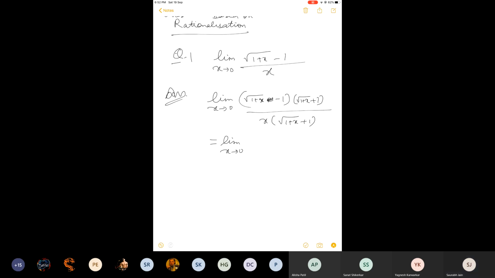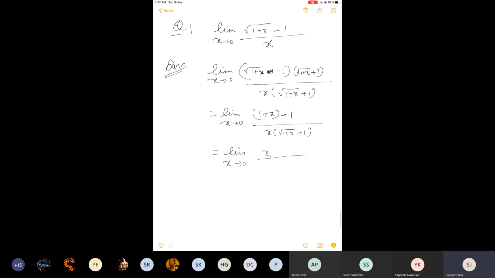So in the numerator, it will be a plus b times a minus b, that is a square minus b square. Here it is x times under root 1 plus x plus 1. In the numerator we have x, in the denominator we have x. This is under root x plus 1 plus 1. This gets cancelled. It is 1 upon under root 1 plus x plus 1. Now you put x equal to 0, no problem. Half will be your answer. Okay, so this is the way to solve such type of questions.